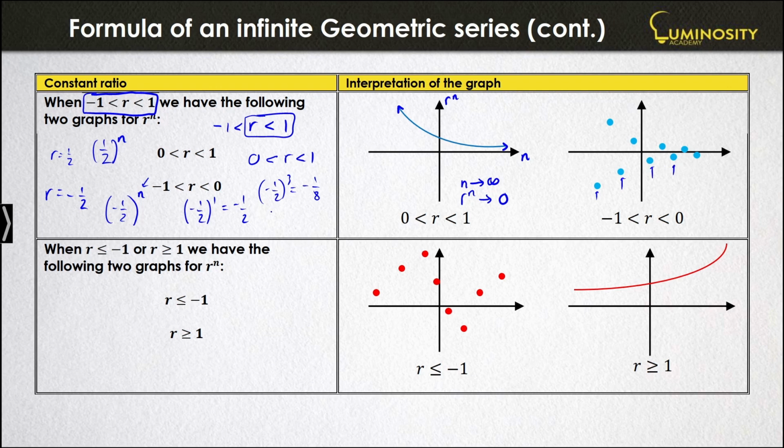But as you take even numbers, -1/2 squared is +1/4. -1/2 to the power 4 is going to give you +1/16. Those values are going to oscillate in the positive region. But as n goes to infinity, this graph's oscillation begins to stabilize. So this is n, that's r to the n. Notice I didn't draw a curve through it because we're only looking at natural numbers. That's why I haven't drawn a curve through it.